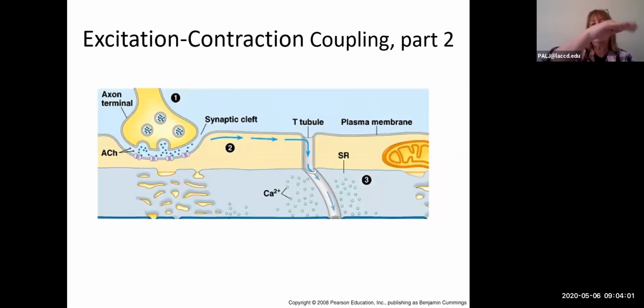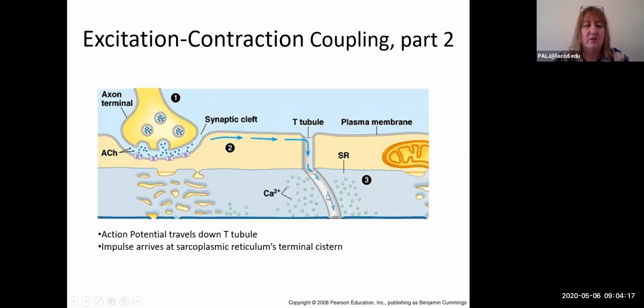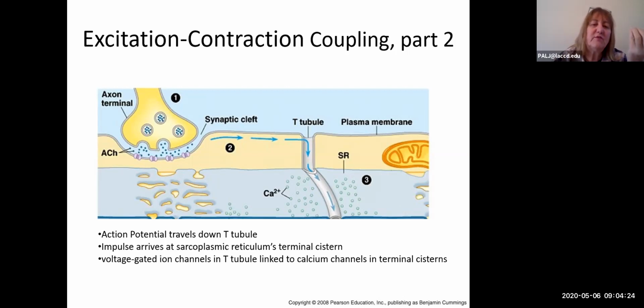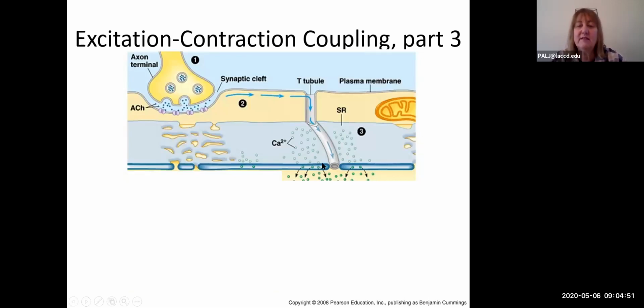And so now the action potential travels along the sarcolemma and is going to go down a T-tubule to the triad area where we have the terminal cisterns of the sarcoplasmic reticulum with all the stored calcium right next to it. When it arrives at the terminal cistern, those voltage-gated ion channels in the sarcolemma here are going to be linked to calcium channels in the terminal cistern. So when the voltage-gated ion channel is allowing that impulse to occur in the skeletal muscle, that will trigger the calcium channels in the sarcoplasmic reticulum to release their calcium, as seen in the top of this picture, or the bottom of this picture, I guess it is.